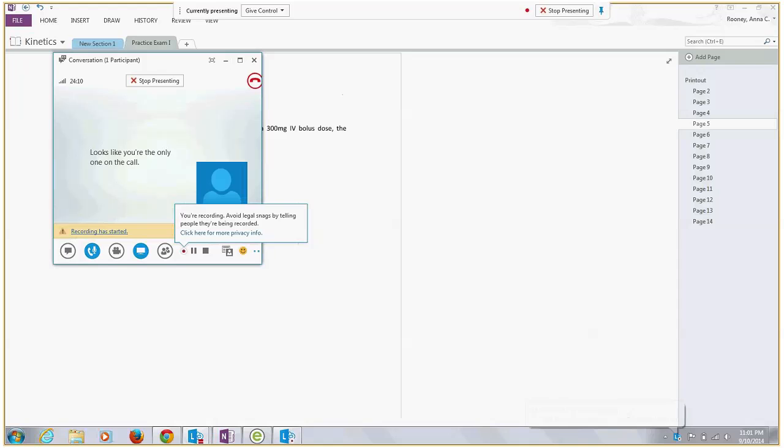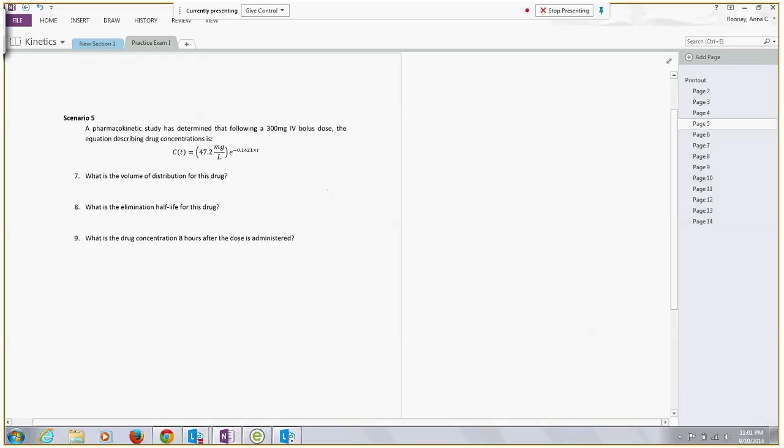Okay, so we are on scenario 5. All right. A pharmacokinetic study was determined following a 300 milligram IV bolus dose, and the equation describing drug concentration is this one.